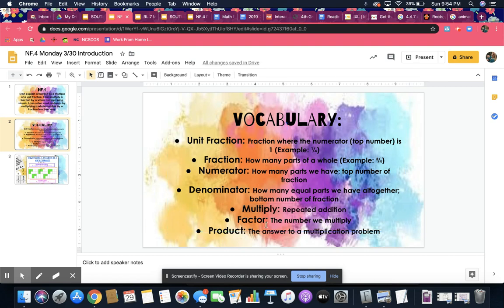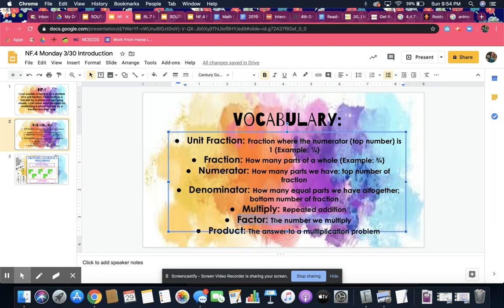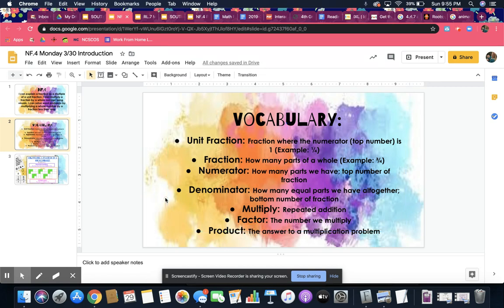Remember your factors are the numbers that you multiply. So in your equation, 6 times 3 equals 18, your factors are 6 and 3. And the product is the answer to a multiplication problem. So you're going to be multiplying a whole number, whether that be 1 or 3 or 5 or 6 or 8, by a fraction this week.